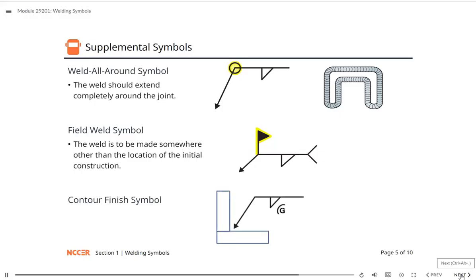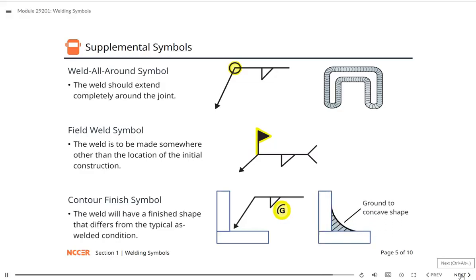The contour finish symbol is represented by a letter placed next to the welding symbol. Different letters correlate with different finishing methods.